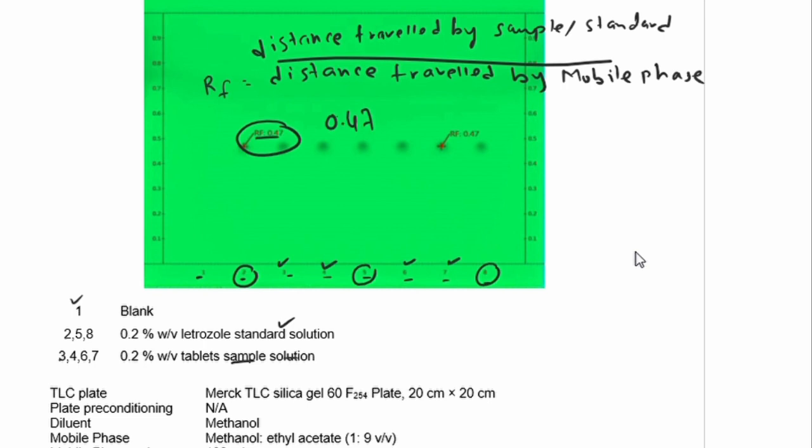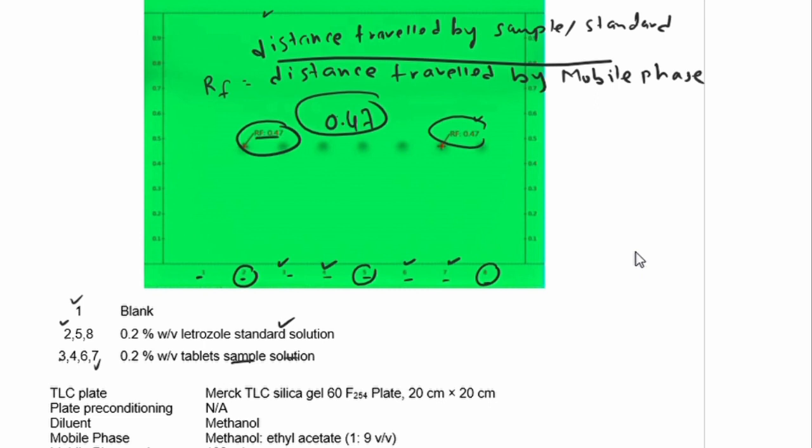We have to check how much distance is traveled by the solvent, and how much is traveled by the sample or standard, then divide by the solvent. So you will get a value, that's the R factor. You can see there's the 2, our standard solution, and the 7 is the sample. Both RF values for standard and sample are matching. They're both 0.47.